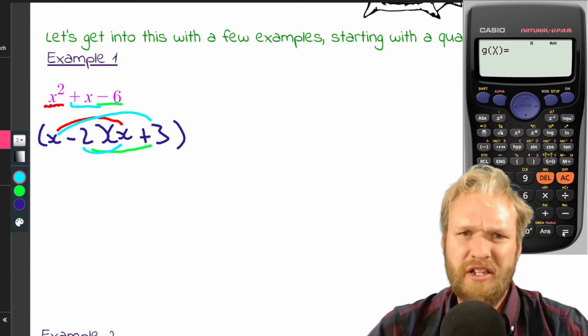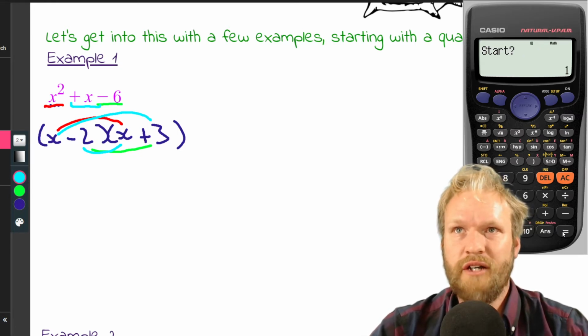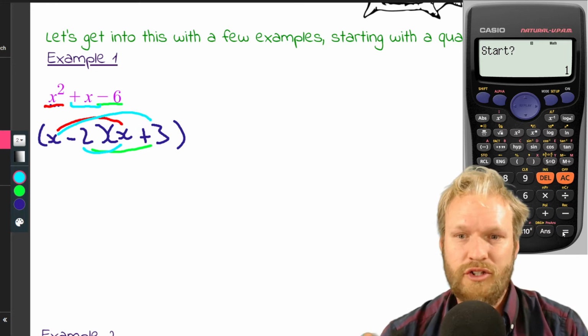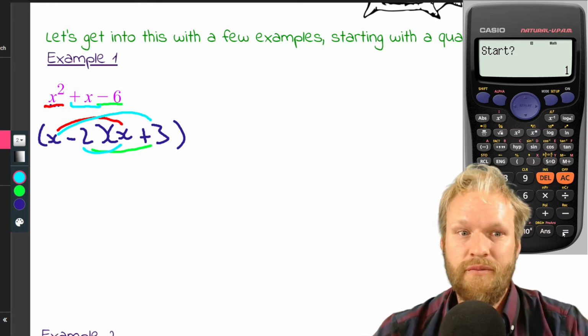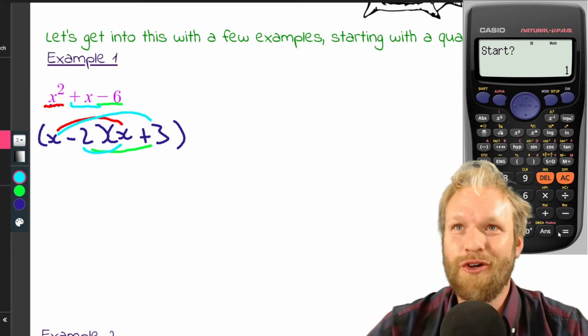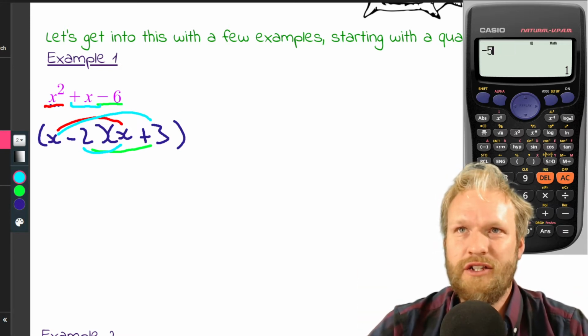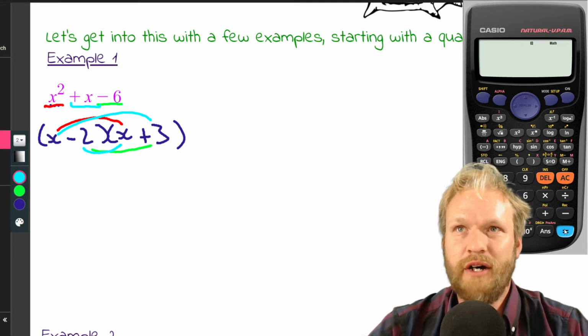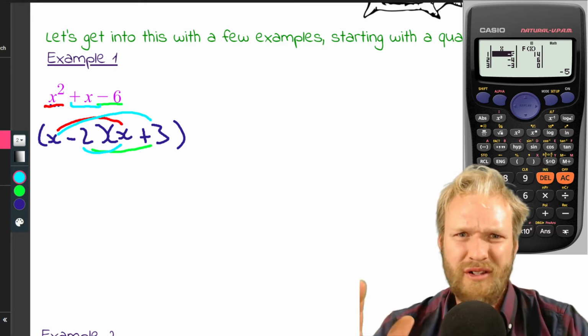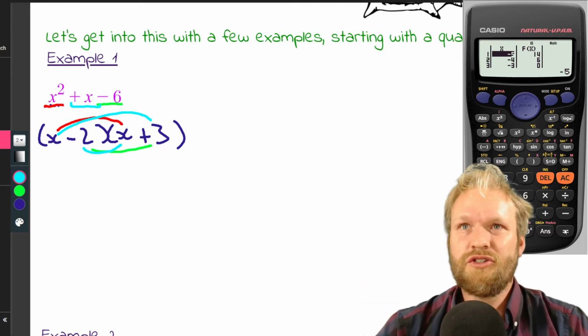g of x equals. No, there's no second function we're interested in, just the one. And now we're looking at our start and end values. What we're looking for here is the possible solutions of x. So let's always just go for start at negative 5, end at 5, step 1, equals, and we're going to get that out. So that's kind of our process, and we'll look into why this works shortly enough.